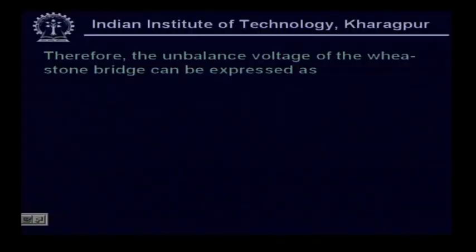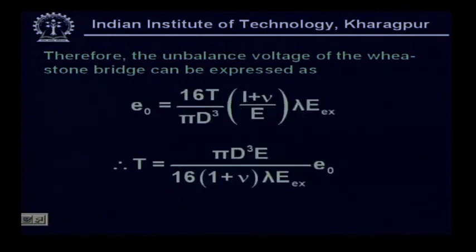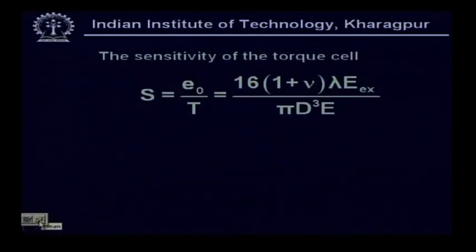Therefore, the unbalanced voltage of the Wheatstone bridge can be expressed as E naught equal to 16 T by pi d cube into (1 plus nu) divided by E lambda into E x. What are the legends? The legends are very important. This is the sensitivity of the torque cell: S equal to E naught by T equal to 16 (1 plus nu) lambda E x.